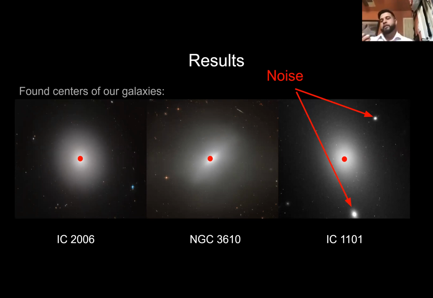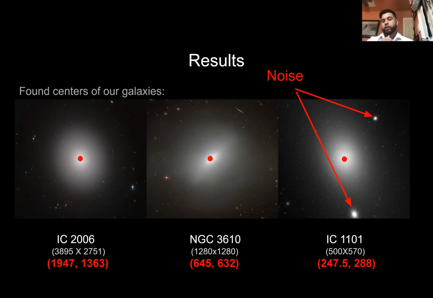So to get around this, we asked MATLAB to trim the edges of our matrix so that we focus more on the center points. And once we have this new trimmed matrix, we take the median of it to find the center, which we denoted as these red ordered pairs. So with IC 2006, the center is roughly at about 1947 in the X direction and 1363 in the Y direction. For NGC 3610, the center is at 645, 632. And for IC 1101, the center is roughly at about 247.5, 288.